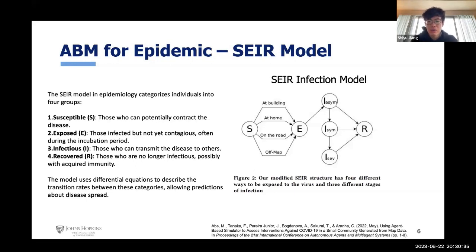Severe means that, symptomatic means that he's infectious, right? And he will show some symptoms like cough or something. So we are also recording their symptoms. But for the severe, the agent has to go to hospital or he will have to be quarantined at their home.